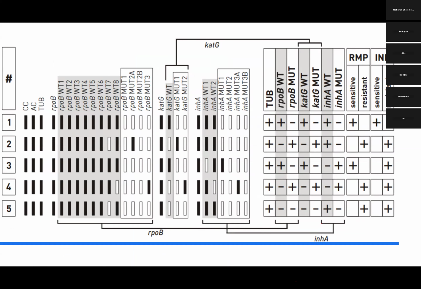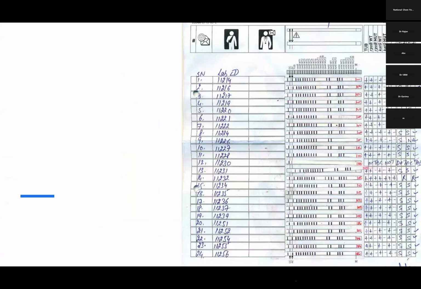So if you look, first is the CC line, that is the conjugate control. Second is the amplification control, and third is the TB complex, that is the MTB gene is present for detecting the organism. So all these three should be positive, and then you can consider it valid and positive. So this is how you label.